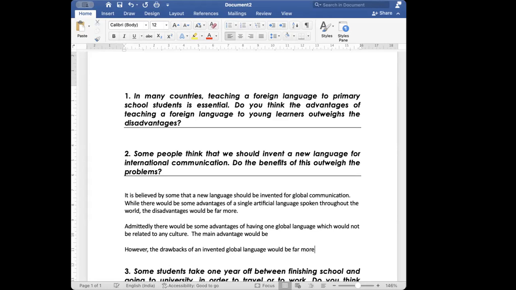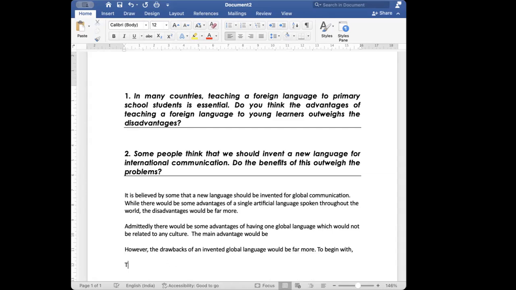To begin with, comma, then you have to write the points. Okay. So this is it, then you have to write the conclusion to sum up. And then in the conclusion, you have to write the same thing which you wrote here while.